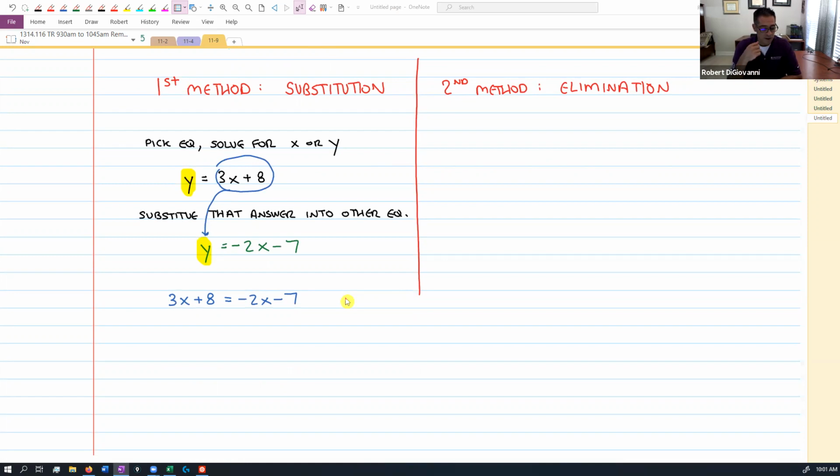But this equation, we can solve for x because there's only one variable in this equation, just x. So we're going to go back to, again, the beginning of this class. How do we solve these types of equations? We get all our x's on one side, all of our numbers on the other side, right? So we've seen this before. I'll add 2x to both sides. I'll also subtract 8 on both sides. So I should get 5x equals -15, because I'm taking -7 and subtracting 8 and getting -15.